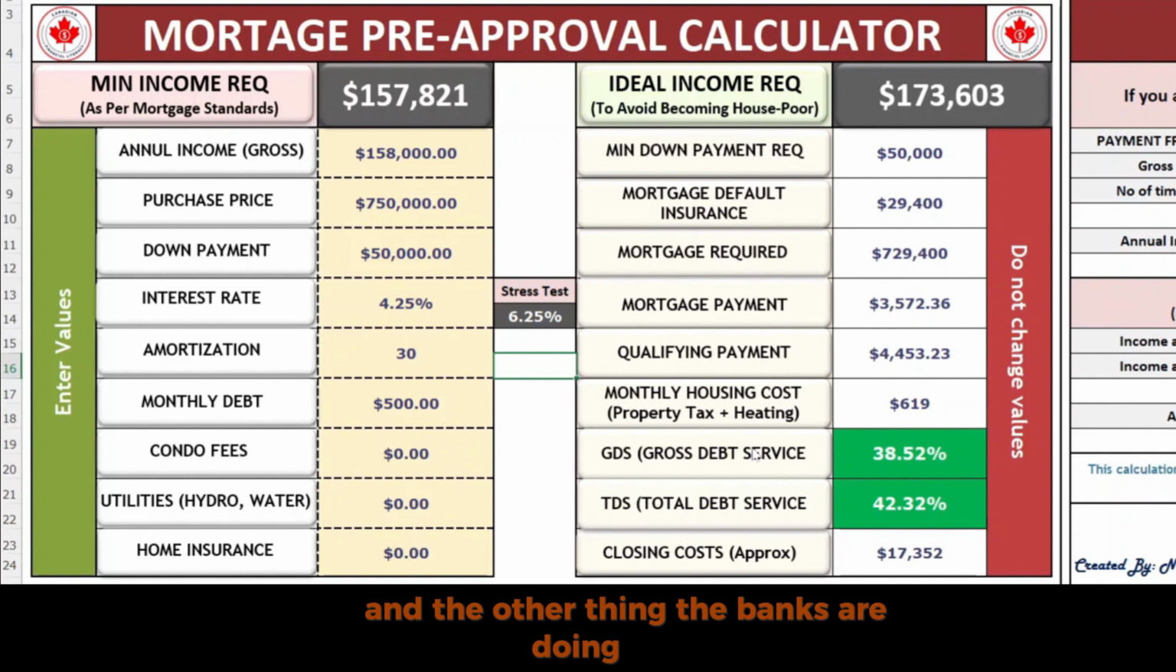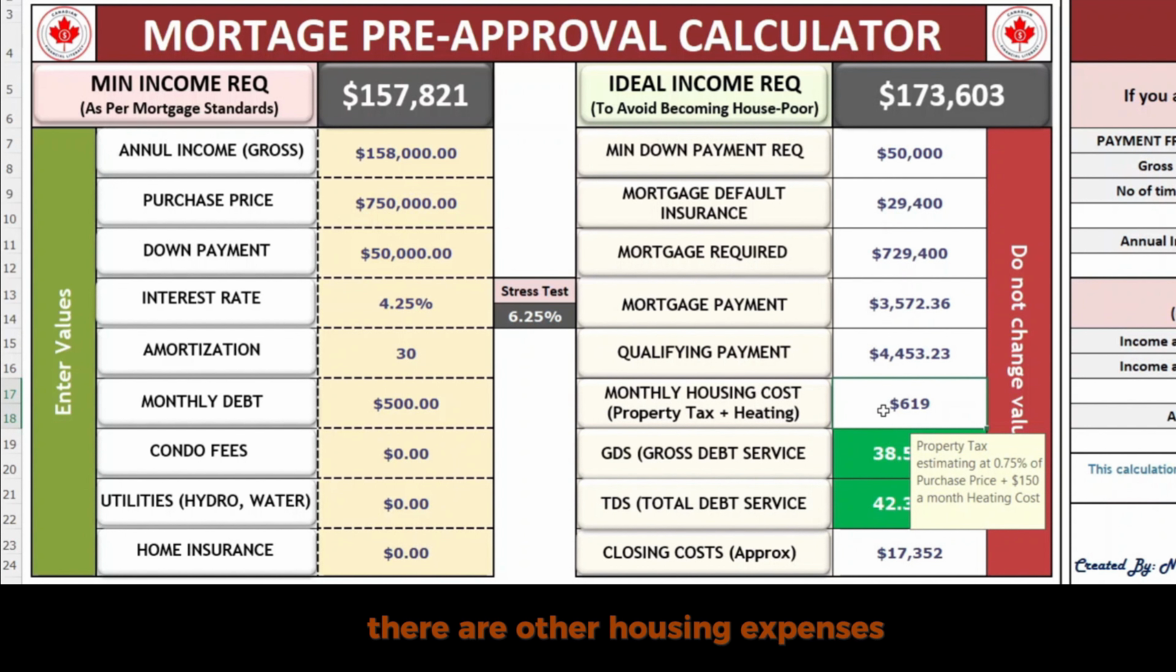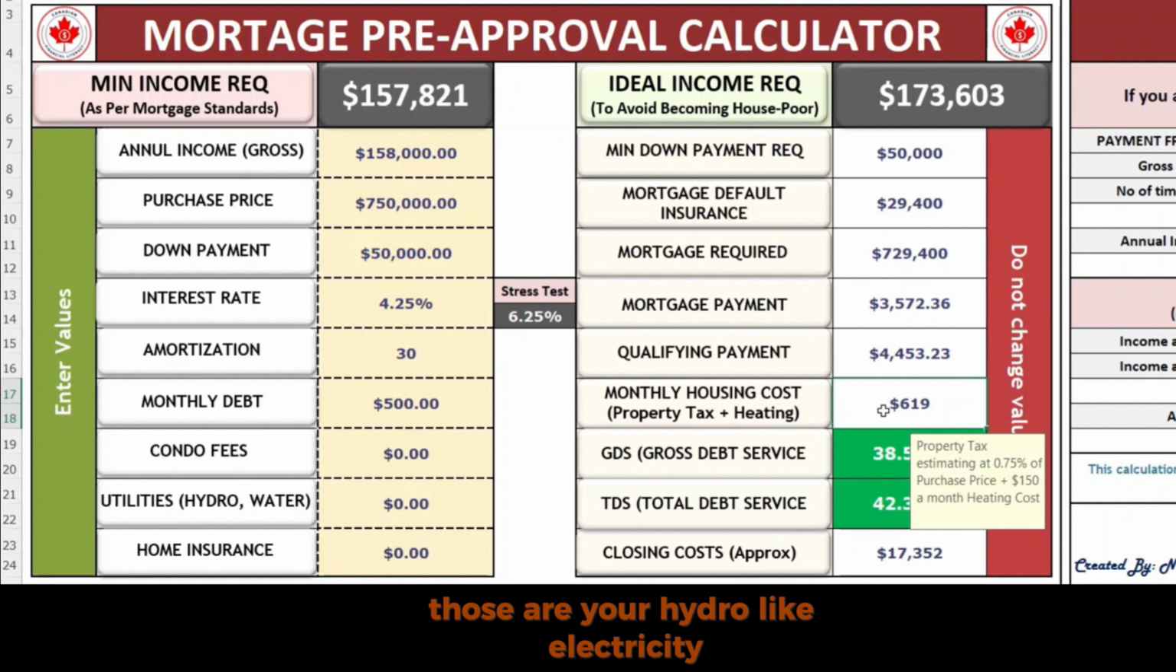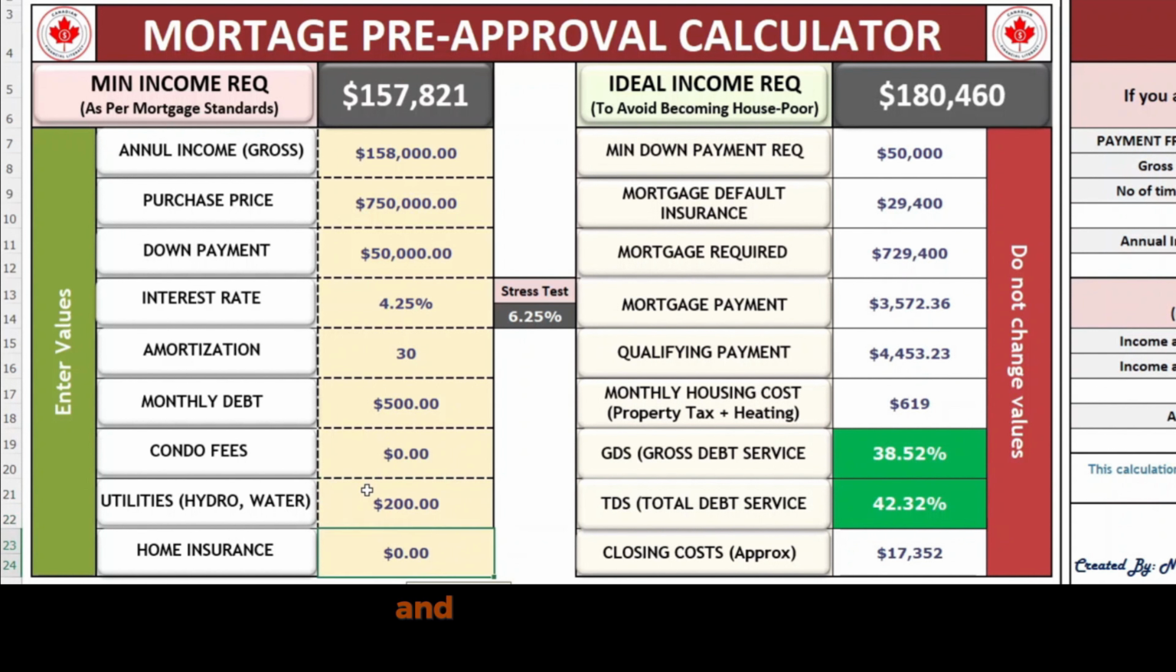And the other thing the banks are doing wrong is that they are only considering limited utilities, that is your property taxes and heating cost, to make you eligible for this mortgage. There are other housing expenses you have to bear once you buy the home: your hydro, like electricity, your water, and the important expense of home insurance as well. If I add an average amount of hydro and water, assuming $200 a month, and home insurance, let's suppose $200 a month, that's $400 of additional cost which banks are missing when they are making you qualify.